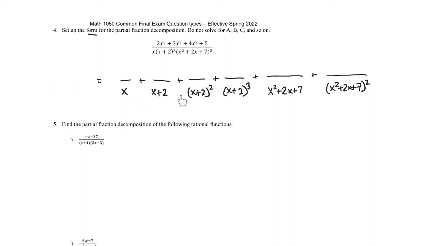Now, each one of these are linear factors, so the numerators are constant values, A, B, C, D. Now remember, with quadratic denominators, the numerator has to be 1 degree less. So if this is degree 2, your numerator needs to be an expression that's degree 1. So Ex plus F, and then Gx plus H. And that would be the form of the partial fraction there. Luckily, we don't have to solve that one for the constants.